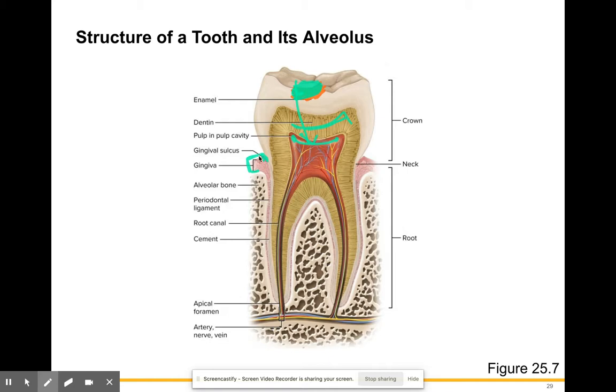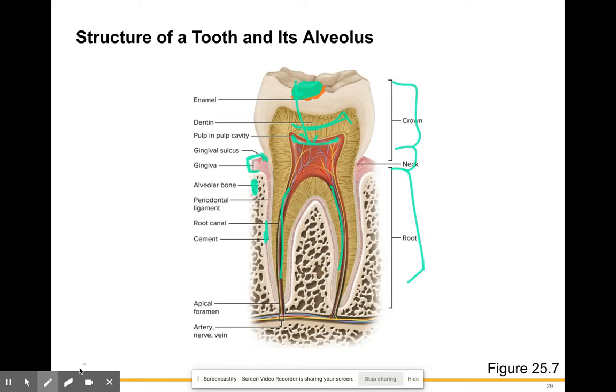Okay, this is bone of the jaw. This could be mandible or maxilla bone. Here is the root canal on either side. And that's going to be the canal where your roots go, where the arteries, veins, and nerves go. Okay, here's our cement, which is this outer covering of the root. Okay, root, neck, crown, we got all that.